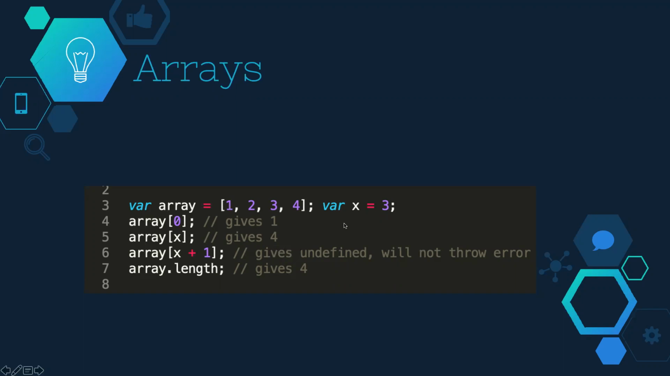So it takes 3, and then it adds 1, you get 4. It goes here and says 0, 1, 2, 3, 4 is outside of the array, so you can't get that element. And this is how you find the length: you just say array.length, and it gives you 4.